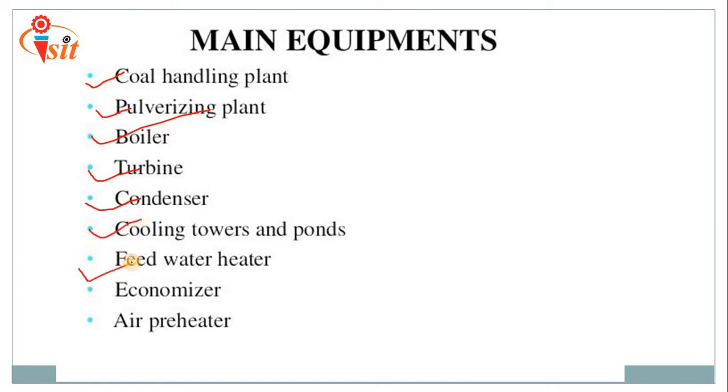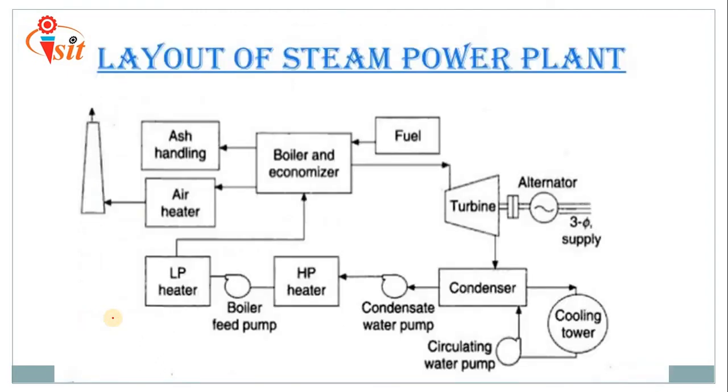Then the feed water heater is there. Then the economizer and preheater, these are two important accessories which increase the efficiency of the steam power plant. Okay, so these are the various components which are most essential for a thermal power plant. So students, this is a general layout of the steam power plant, that is, the thermal power plant.